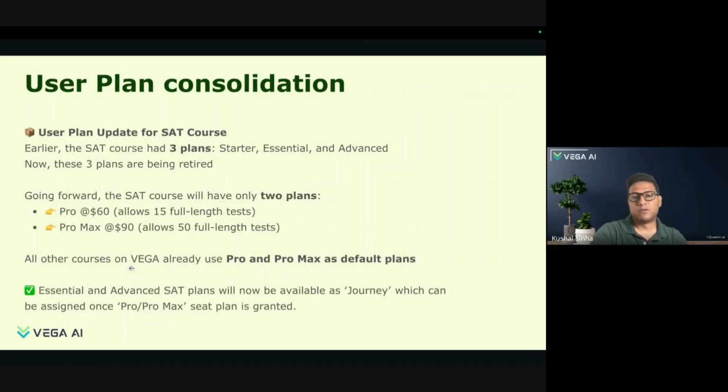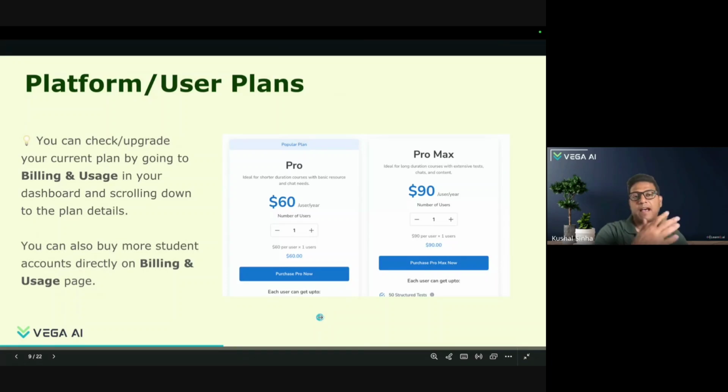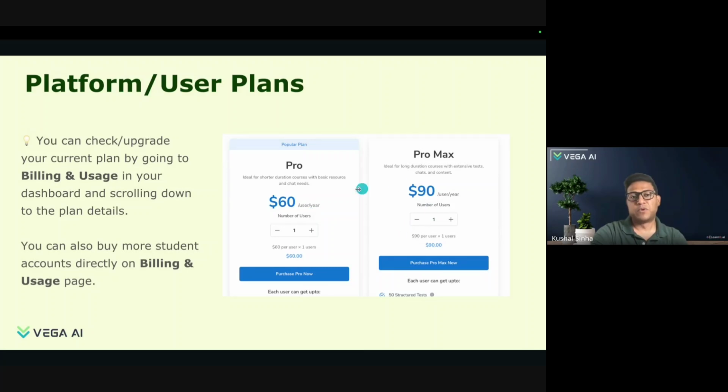And as I said, no more plans like Pro and Pro Max. For most people, Pro will now be able to give them both the essential and advanced plans that we used to give. That will be one of the major changes. And you can buy the Pro and Pro Max plan right now directly from the portal, so you don't even have to reach out to Piyush or Sabrish anymore.